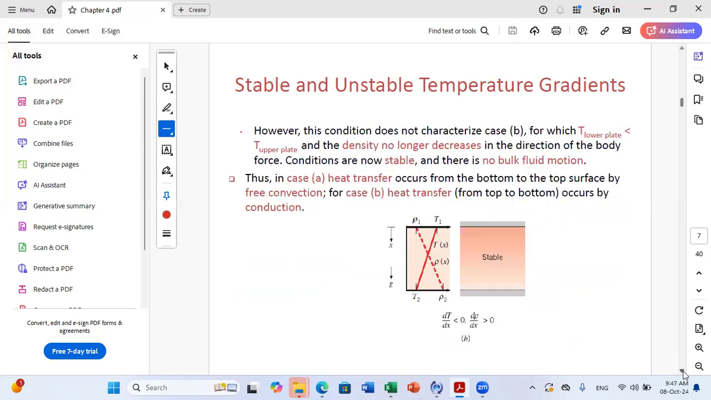While if I do the opposite, so if I take the condition for which T lower plate is smaller than T upper plate, then the density no longer decreases in the direction of the body force.